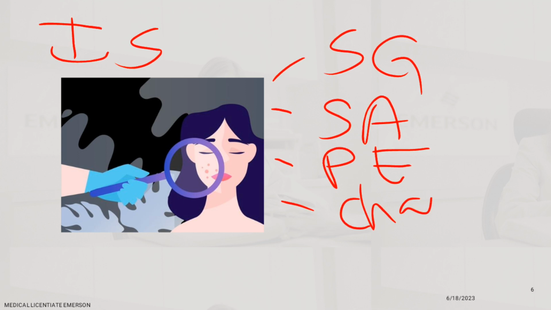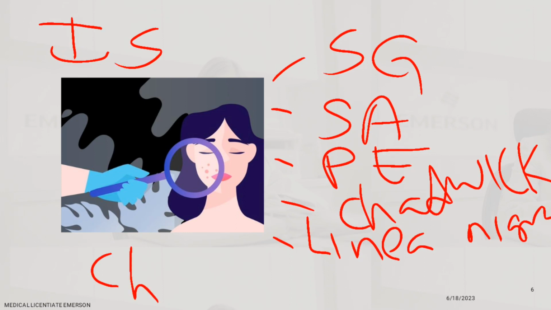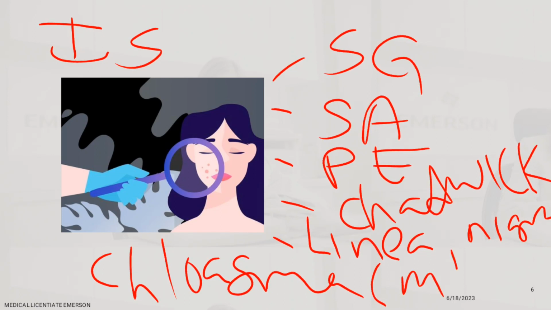Then we can have Chadwick sign, which is also due to increased vascularity. Then we have linea nigra, which is due to increased pigmentation. Then we have chloasma, which is also due to increased pigmentation, so chloasma or melasma. Those are some of the integumentary system changes.